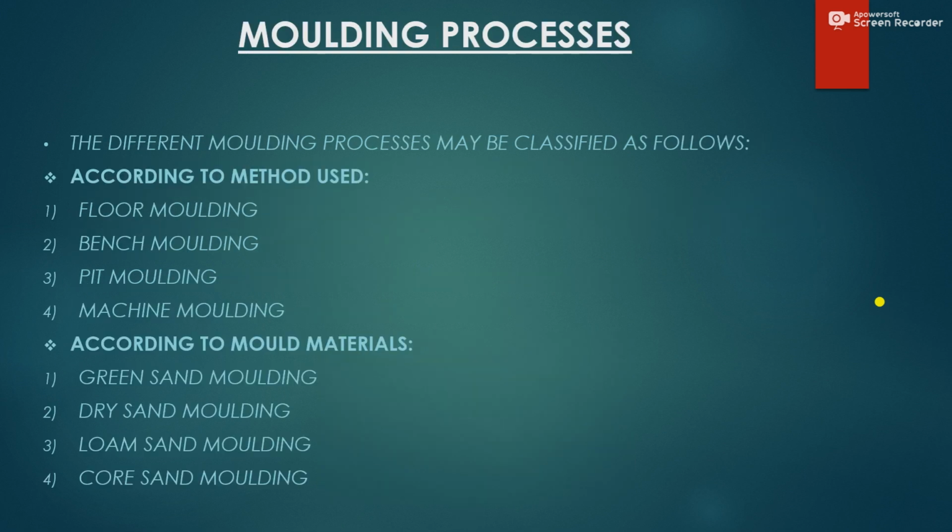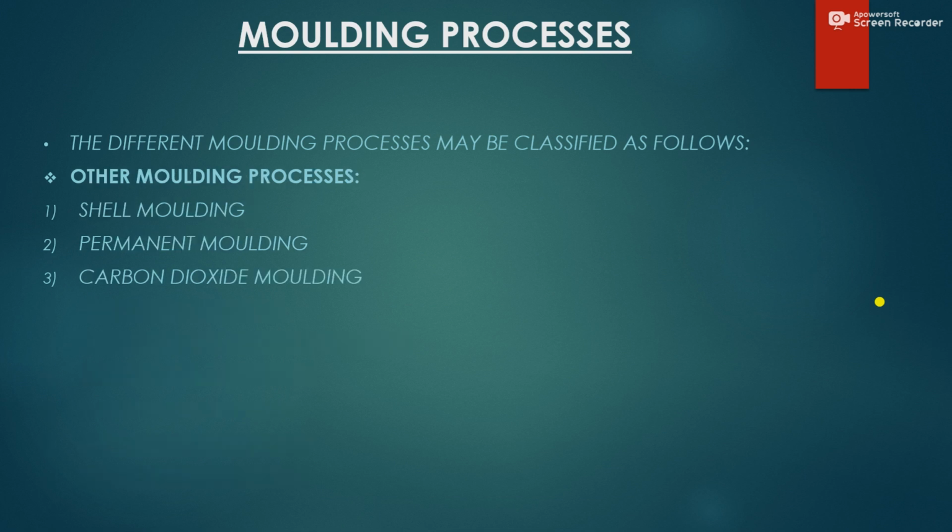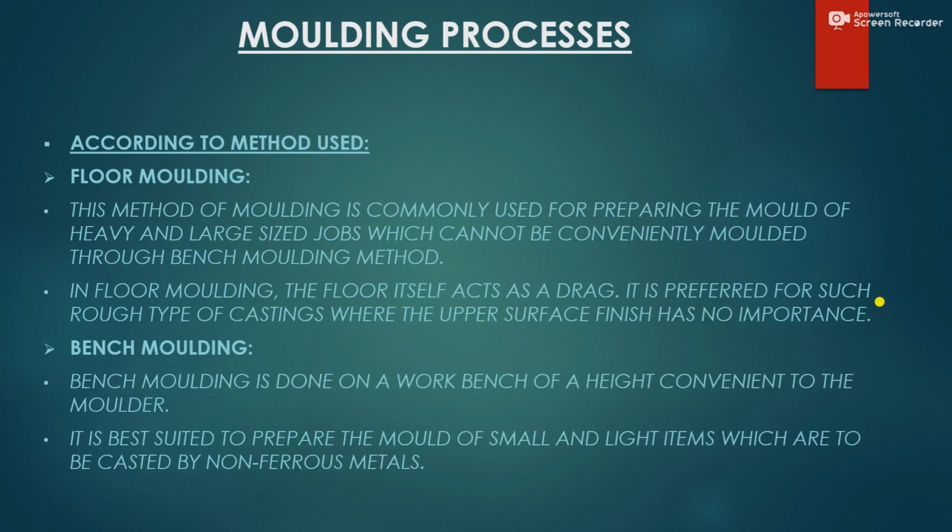We had seen different categories in which you can classify molding processes, which are according to method used, mold materials, and other molding processes. Finally, we had discussed and understood the different types of methods of molding according to the method of molding used.